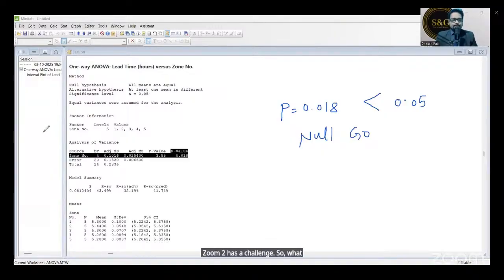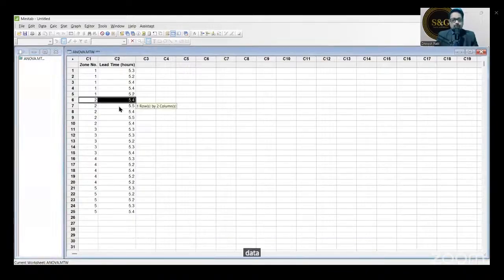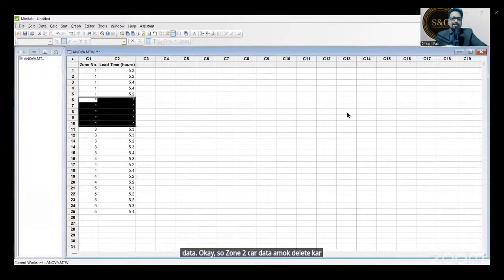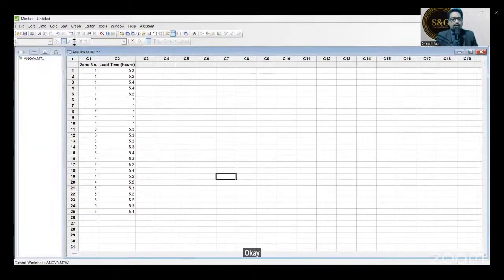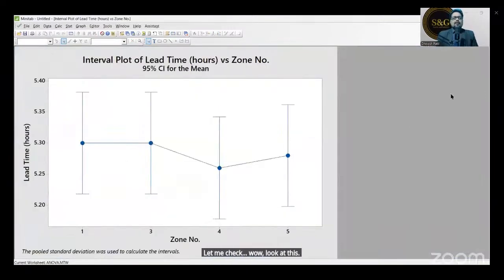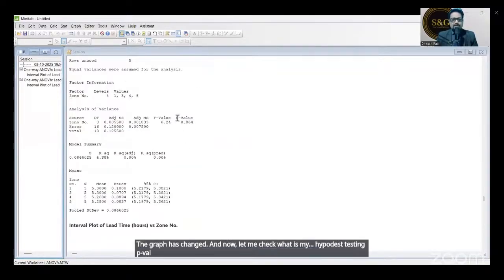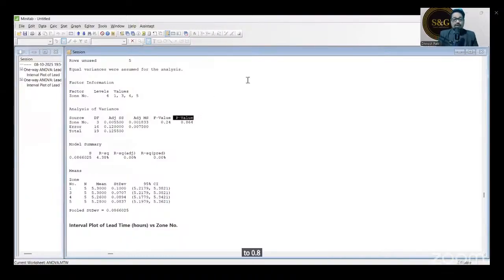So what we can do here is remove zone 2. Let's see what happens if we remove the zone 2 data. Okay, zone 2 का data हम लोग delete कर देते हैं data file से. Now if we do the testing once again, let me check. Wow, look at this. The moment I remove zone 2, the graph has changed. Now let me check the hypothesis testing p-value. Wow, look at this. The p-value has changed to 0.864. A significant change in the p-value can be seen here.